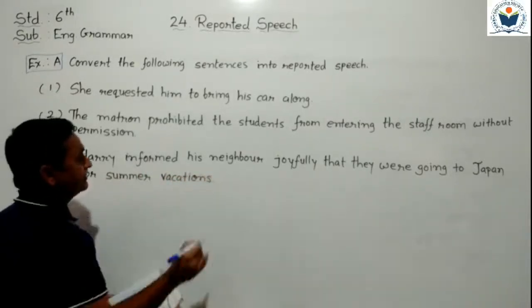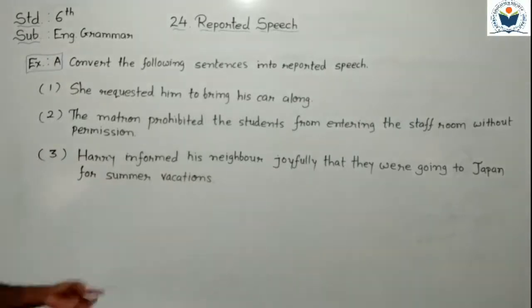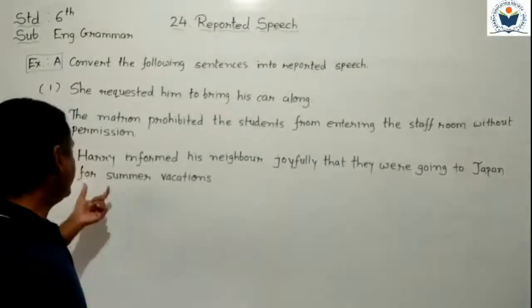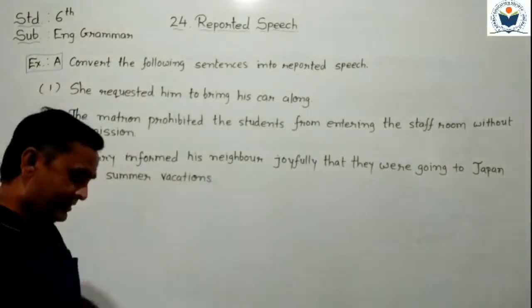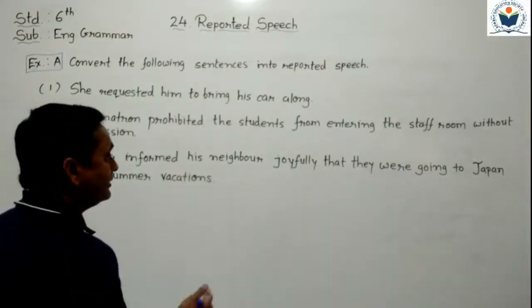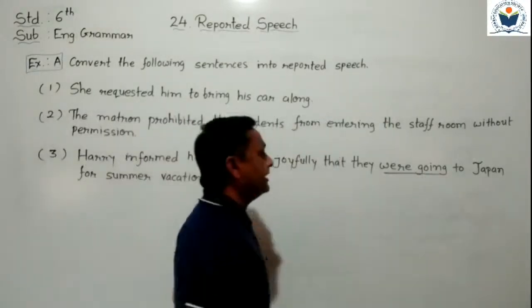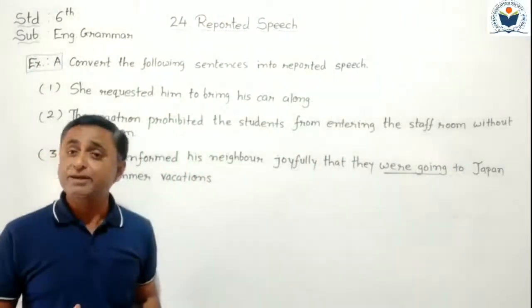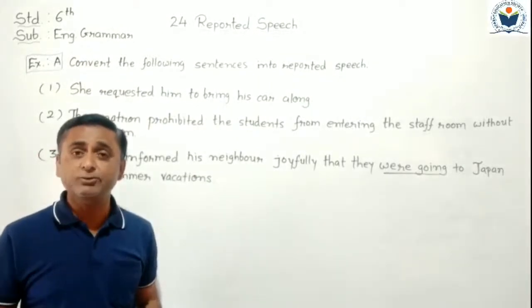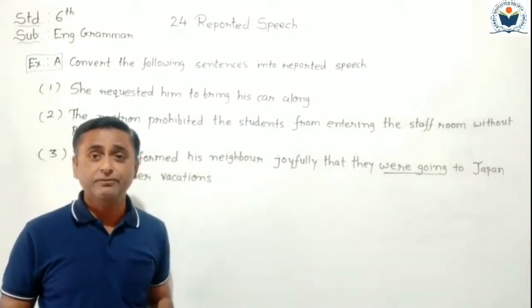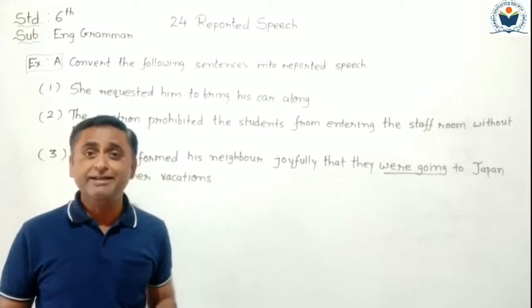Summer vacations. Okay? Can you understand? Harry informed his neighbor joyfully that they were going to Japan for summer vacation. Okay? Can you understand, student? Yes, very good. So I take the tenses here. See, where going I put instead of are going. Means are going is a present continuous tense. Instead of present continuous tense, I put the past continuous tense. See here, tense changes. All the changes we have to do. We don't have to do anything here.